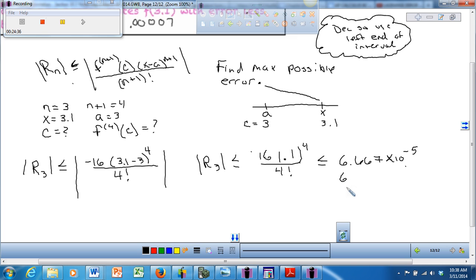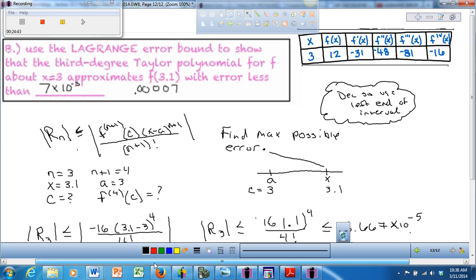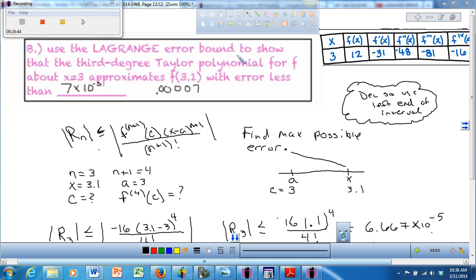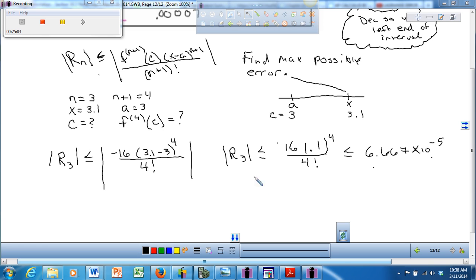All right. Well, let's remember what we're trying to show here. It says, use the Lagrange error bound to show that the third degree Taylor polynomial for f about x equals 3 approximates f of 3.1 with error less than 7 times 10 to the negative 5. Did we show that? Yes, because our error was 6.667 times 10 to the negative 5. So we'll finish by stating the solution is less than 7 times 10 to the negative 5. So we have answered the question that they gave us.